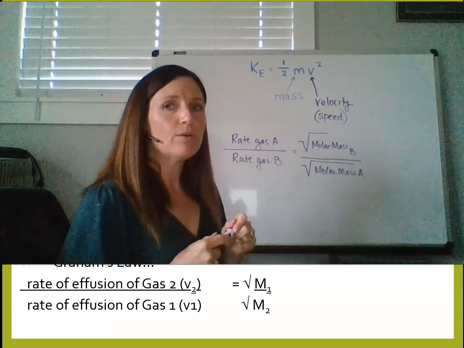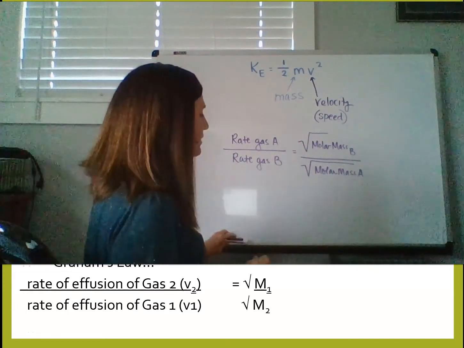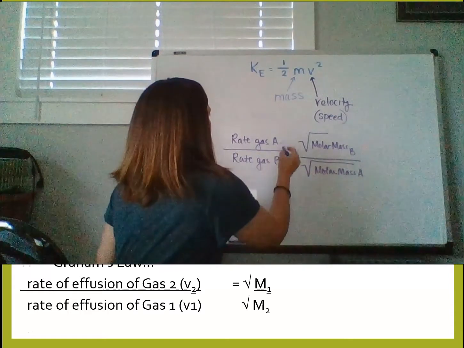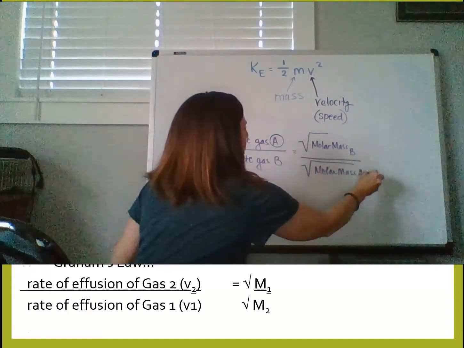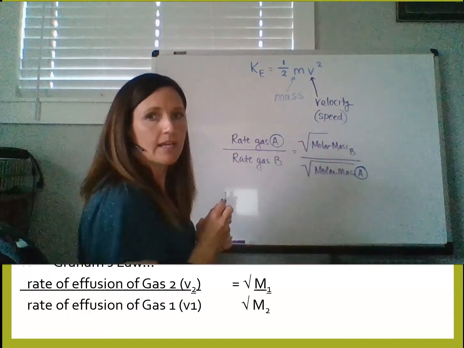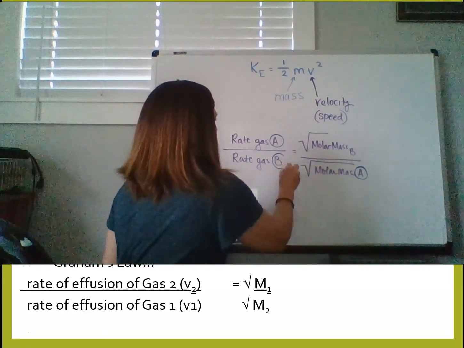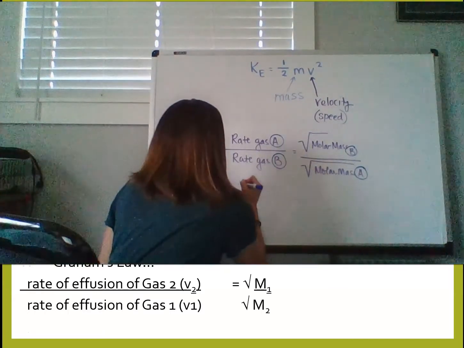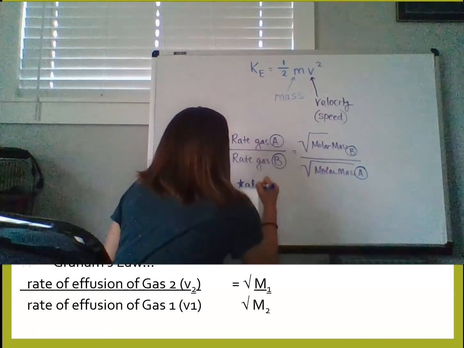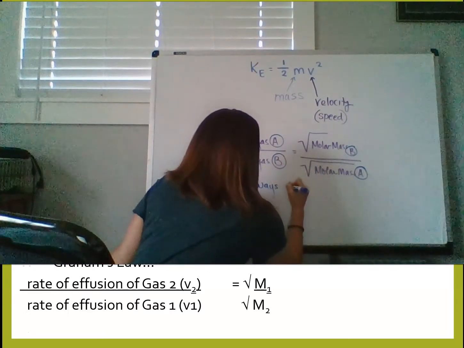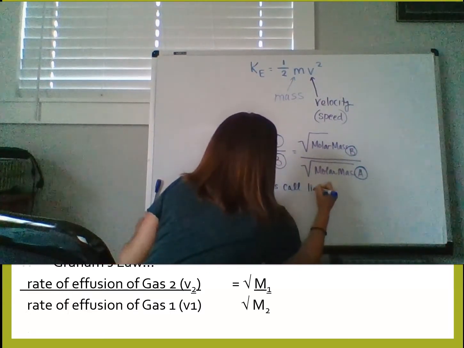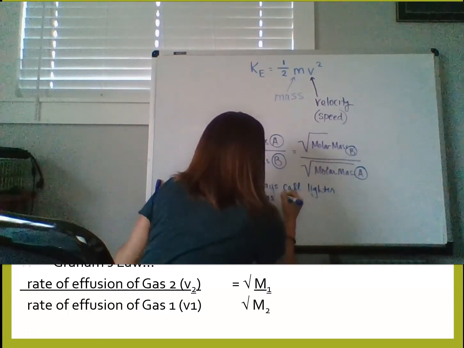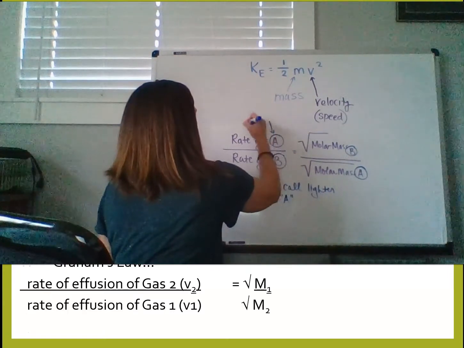Okay, so a few important things to point out here. The most important one is that it's inverse. So the A here moves, right? We're looking at the inverse of these, and this is the B up here. The other thing I want to indicate before we even get started is you should always call your lighter gas A. So this should always be the lighter gas.